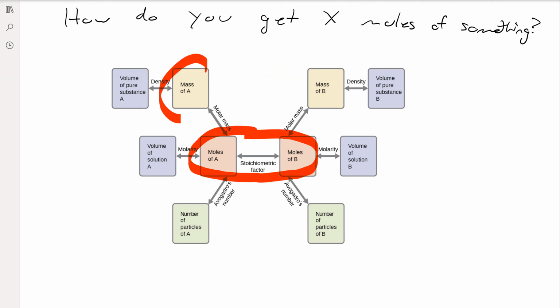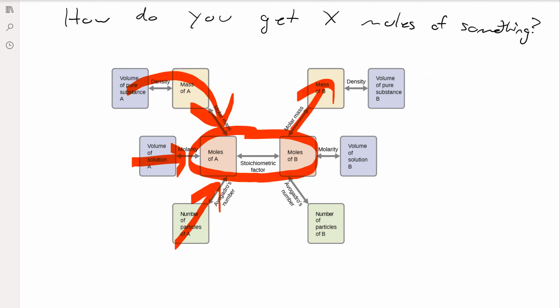Most commonly used is the mass of a compound, right? And we can go from mass to moles using molar mass, or we can use density, we can use volume of solution, we can use number of particles, right? So we can get from all of these to other stuff just using things that we've already learned.